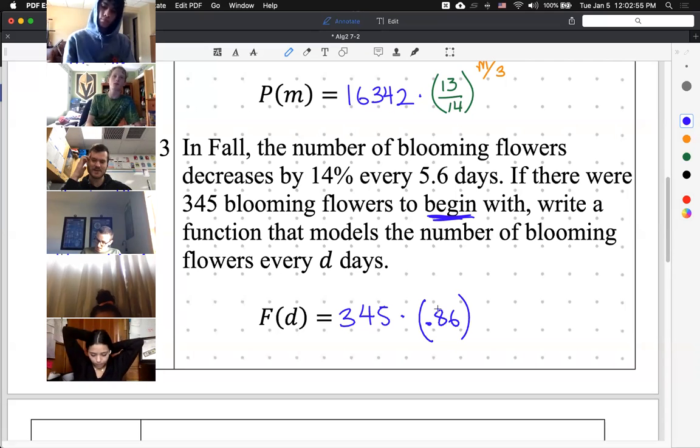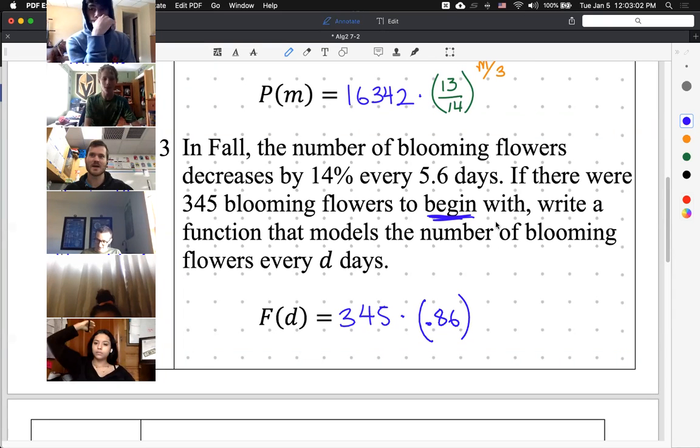Wait, the population is negative? What does that mean? They all died and turned into zombies? I don't know. All right, we did the hard part, and then finally the exponent.